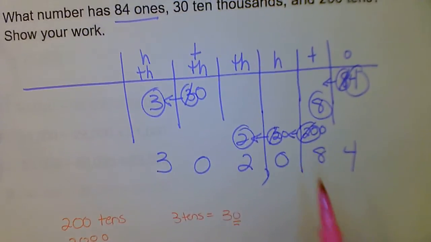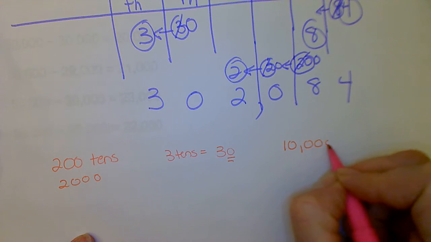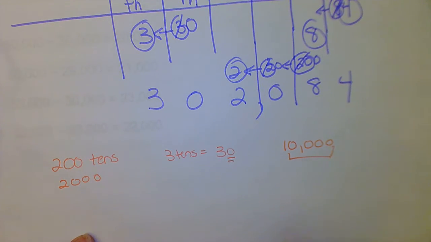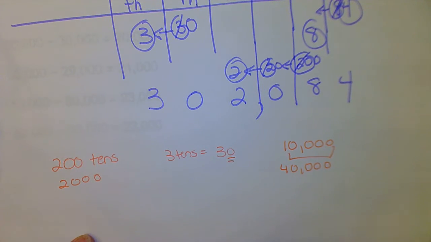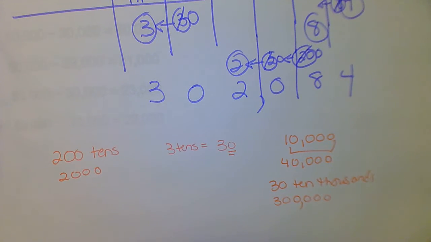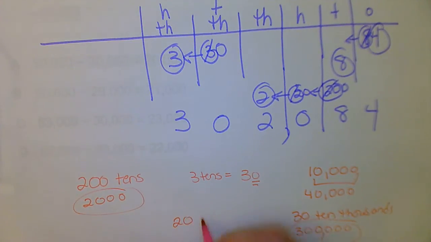Similarly, when I have my 30 10,000s, if you look at what 10,000 has, 10,000 has 4 zeros. If I have 4 10,000s, I have 40,000, or a 4 with those 4 zeros. So if I have 30 10,000s, I have to add on those 4 zeros to that 30. And it goes right there. So it becomes 300,000. So what I could do then is I could add my 2,000, my 300,000, and my 84 ones. So I could put those all together.